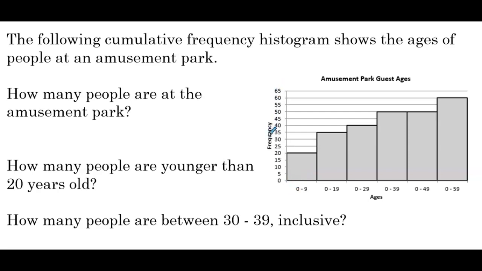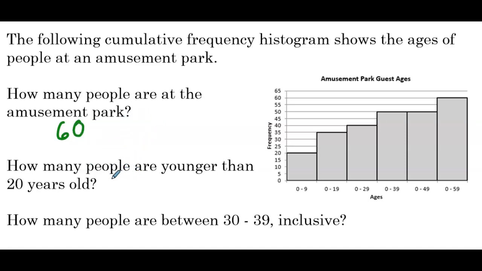On the vertical axis, we have our frequency. So how many people were at the amusement park? So if we look at that last bar, 0 to 59, go all the way up. So 60 is the frequency there. So there are 60 people at the amusement park.